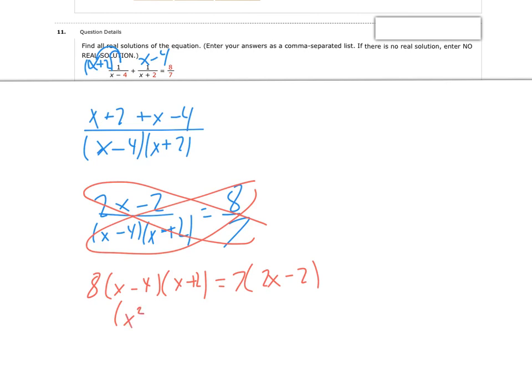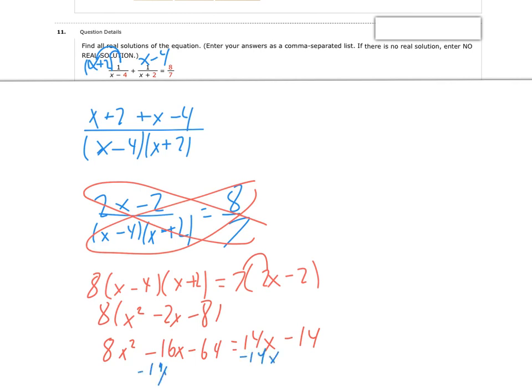So I get x squared minus 4x plus 2x is minus 2x minus 8. And then we'll distribute that in there. So we get 8x squared minus 16x minus 64 equals, and now I'll go ahead and distribute that. So that's going to be 14x minus 14. So now I want to get one side to 0, so I'm going to subtract the 14x over here, and I'm going to add the 14. And so that's going to give me 8x squared minus 30x minus 50 equals 0.